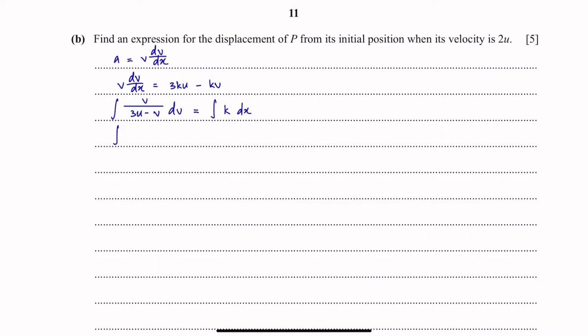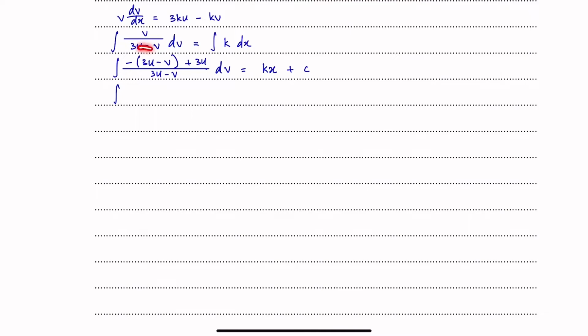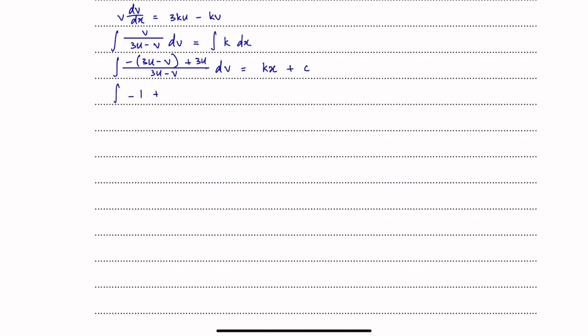So we can write this as negative 3u minus v plus 3u for the numerator, and the denominator remains the same. And for the right side, we can integrate it first. So we have kx plus c. And now we can separate this into two fractions. This is one fraction, this is the second fraction. So we have negative 1 plus 3u over 3u minus v.